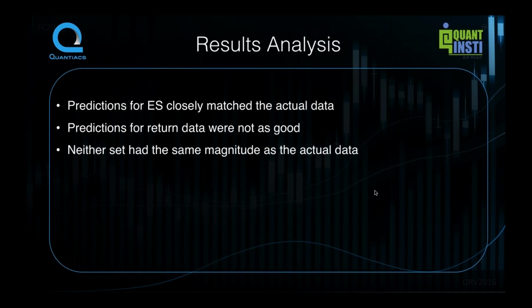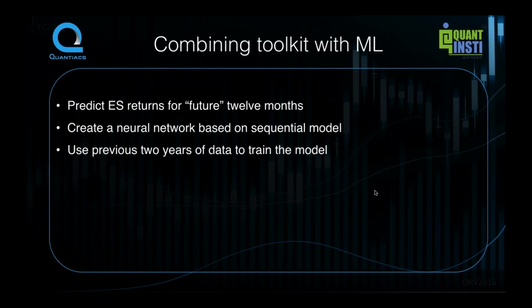So again, for the actual true values, it appeared that our network closely matched the actual data. For the returns, the results were not nearly as good; the actual data was much more volatile than the predicted data. And again, both sets had less magnitude. So that really raises the question, is this an avenue we should go down? But we will.